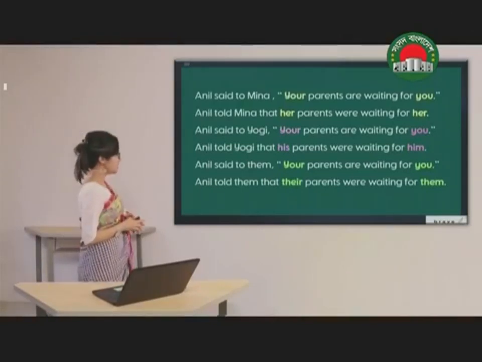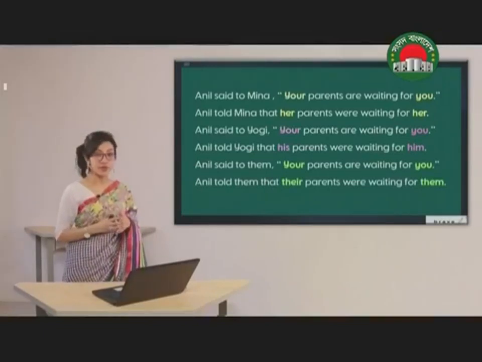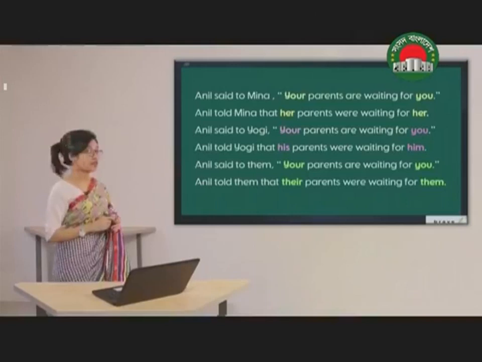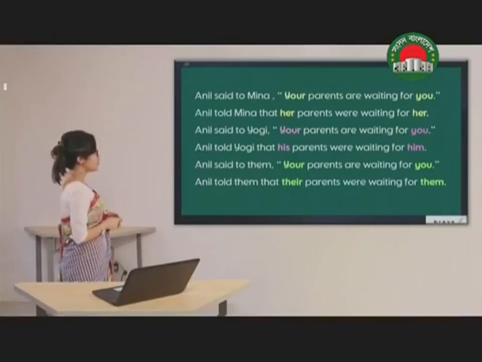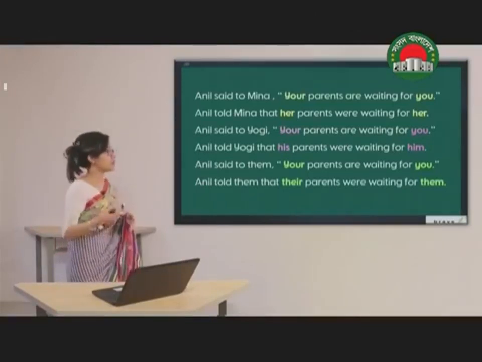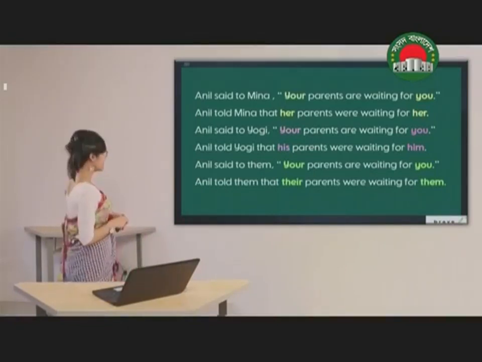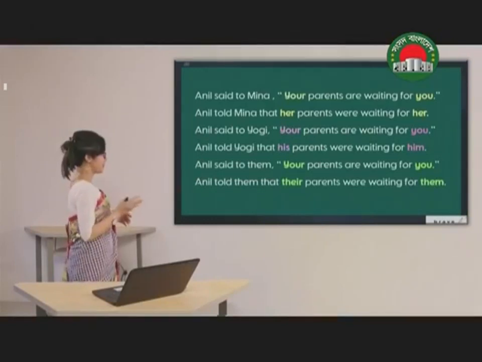Anil said to Yogi, your parents are waiting for you. Now the same sentence has been written by changing the object. Here Yogi is a boy. For that reason we have written, Anil told Yogi that his parents were waiting for him. And in the third one, Anil said to them, your parents are waiting for you.